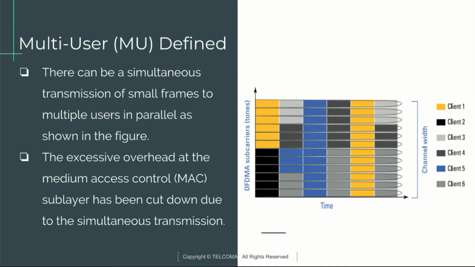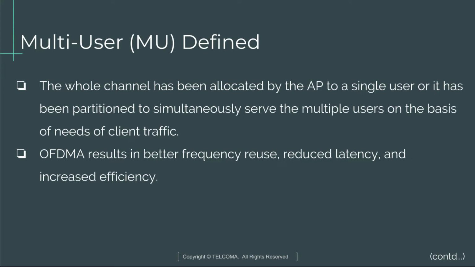The excessive overhead at the medium access control sublayer has been cut down due to the simultaneous transmission. The whole channel can be allocated by the AP to a single user, or it can be partitioned to simultaneously serve multiple users on the basis of the needs of client traffic. OFDMA results in better frequency reuse, reduced latency, and increased efficiency.